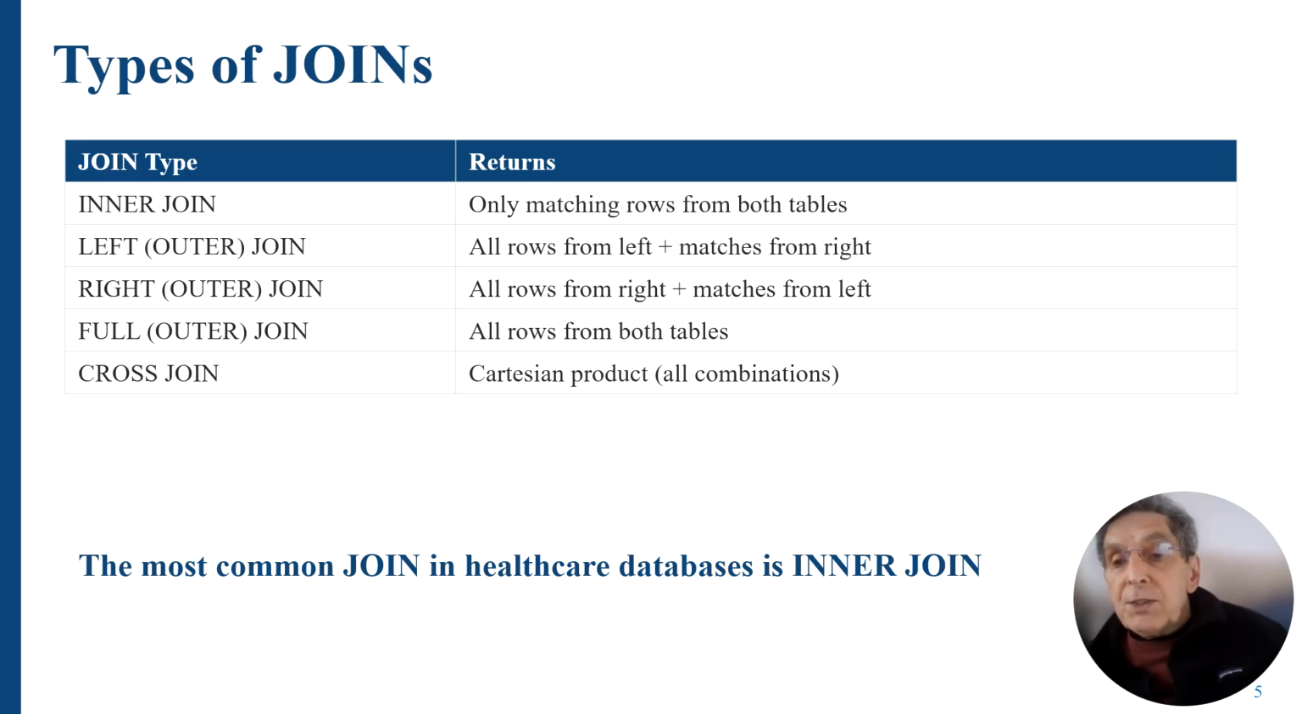So in healthcare databases, inner join and left join are by far the most common that we'll use. You'll use inner join when you want only records that have related data in both of the tables, and left join when you need to include records that might not have matching data, like patients who have never had a lab test.